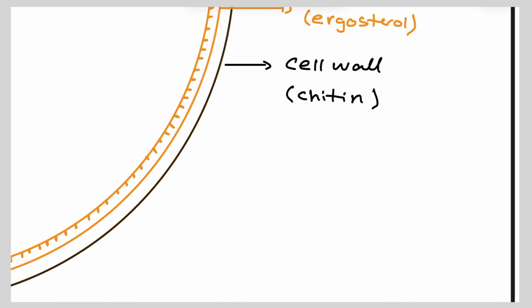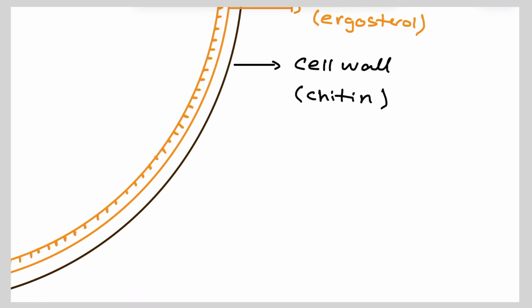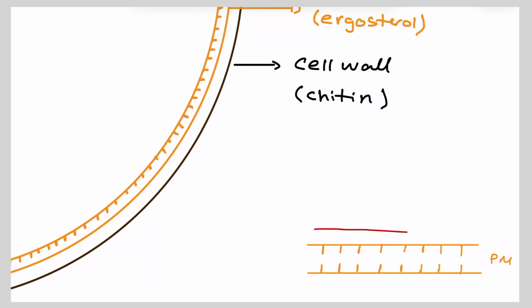To understand the function of Caspofungin better, we are going to have an illustration here drawing the structure of the fungal cell wall. So this is going to be our plasma membrane, the plasma membrane of fungi. This is made of ergosterol, and on top of that we have a layer of chitin. So this is going to be our chitin.